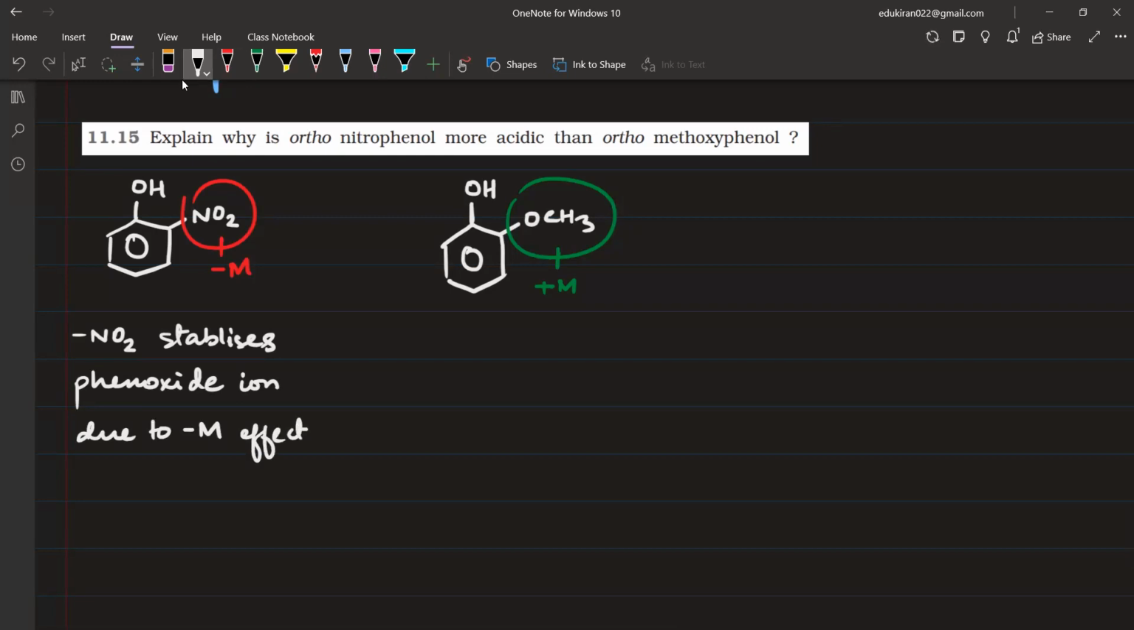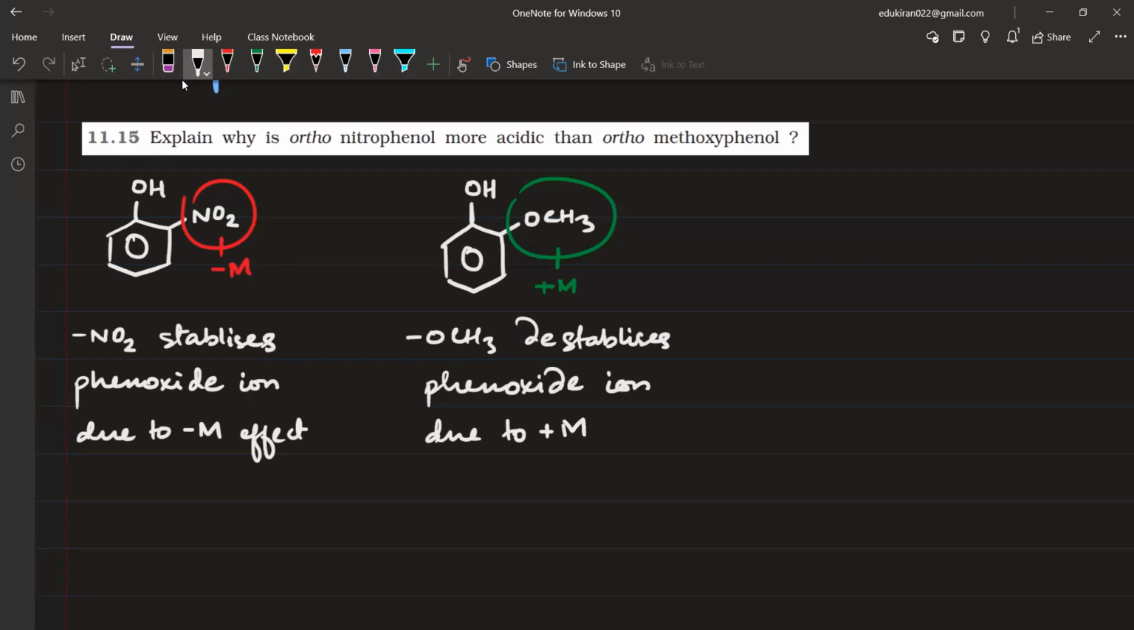And then you will write here: OCH3 destabilizes phenoxide ion due to plus M effect. All of you done? Yes or no? Please tell me. Done, sir.